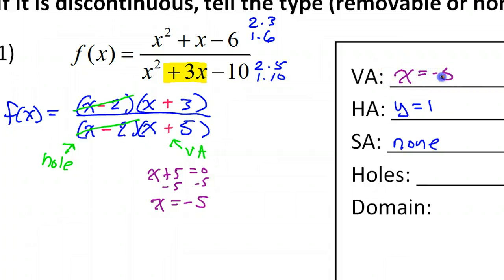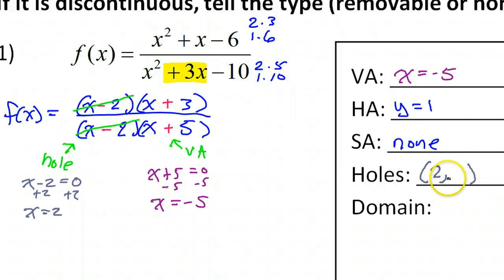X equals negative 5. Again, don't forget the x equals part. You can't just put negative 5. Now, if I set the x minus 2 equal to 0, that's going to give me the x value of my hole. So if I add 2 to both sides, that gives me x equals 2. That tells me that I'm going to have a hole at the point 2 comma something.